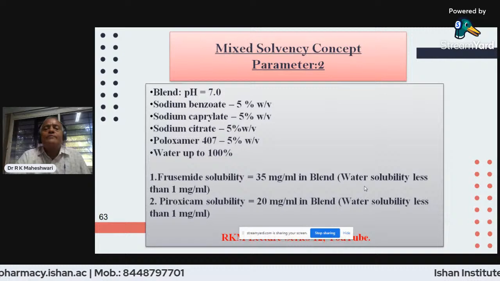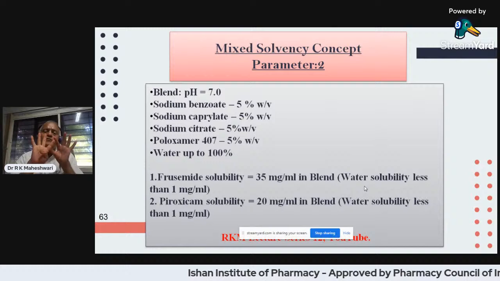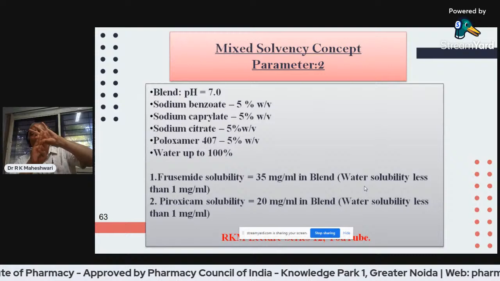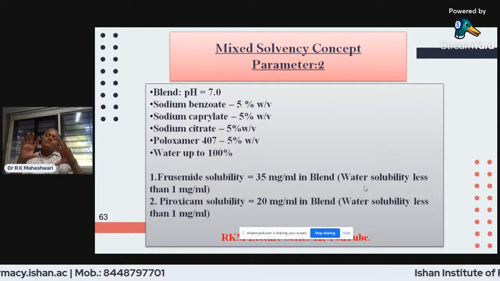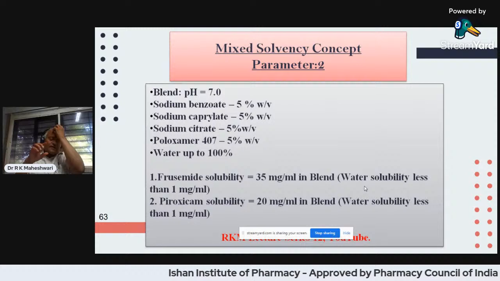I have made this blend, a mixed solvent system containing four solids: sodium benzoate 5%, sodium caprylate 5%, sodium citrate 5%, and fluoxetine 0.75. Total became a 20% strength solution in water. pH was neutral, 7. Now the solubility of several drugs was checked in this particular blend, and nearly the solubility of all the drugs was enhanced in this particular solution. I gave the example of only two.